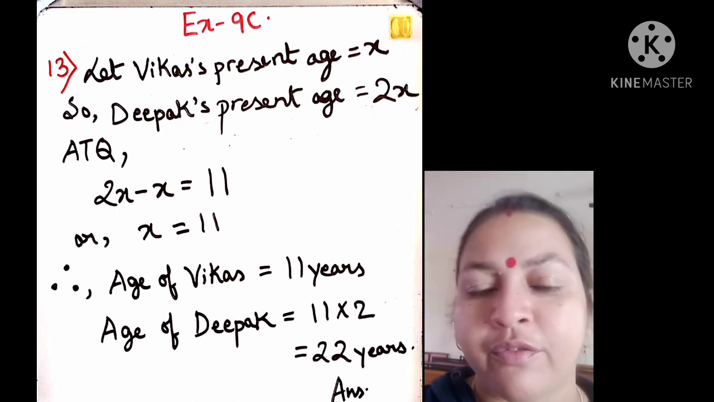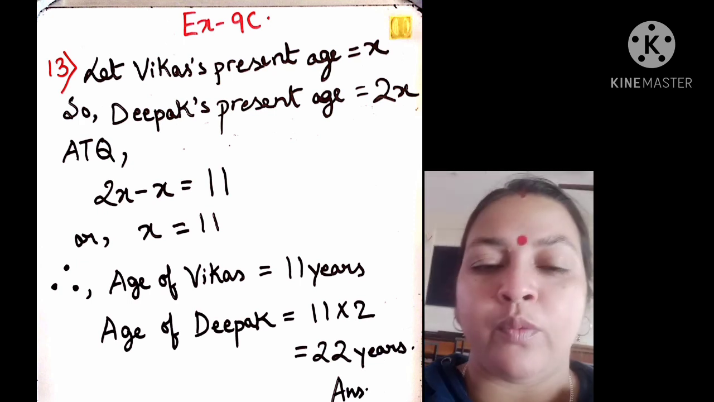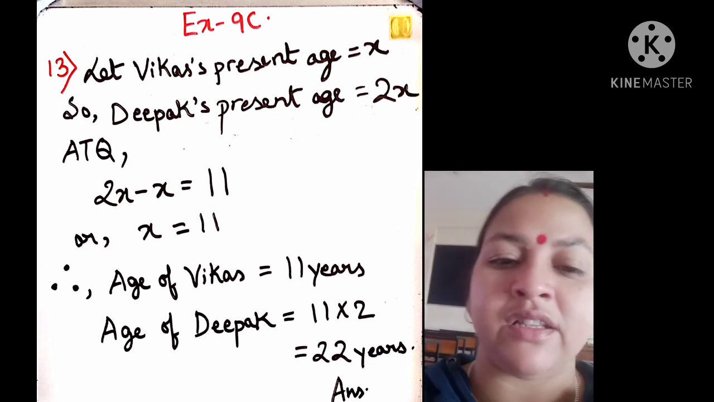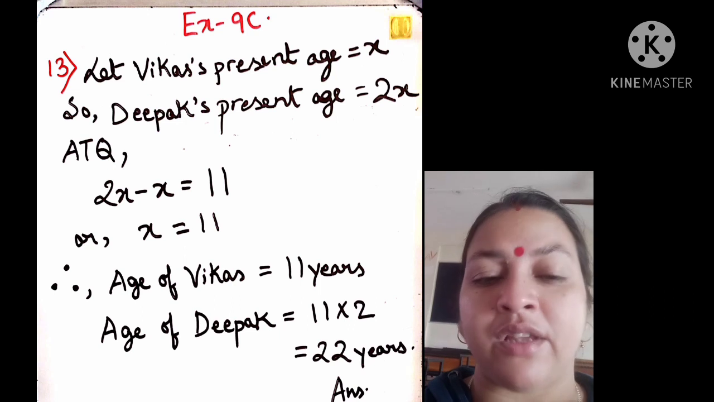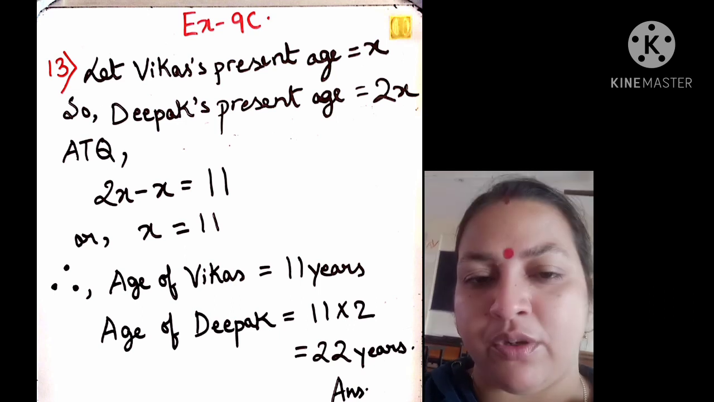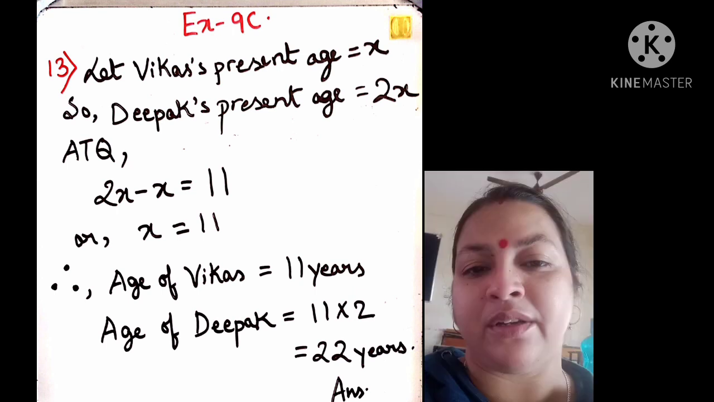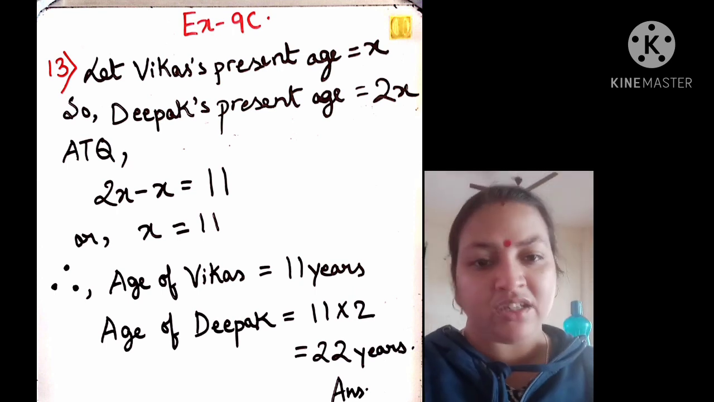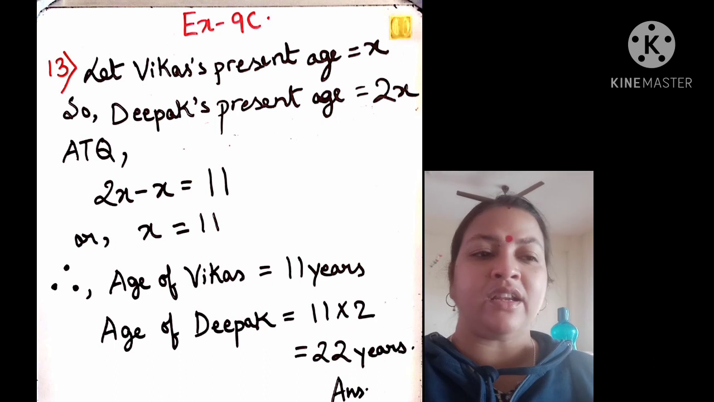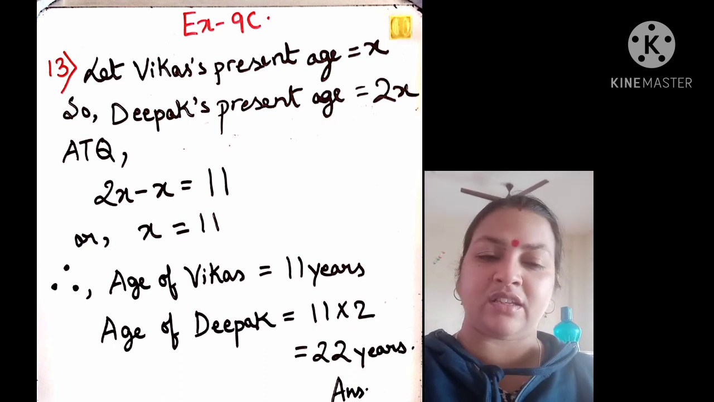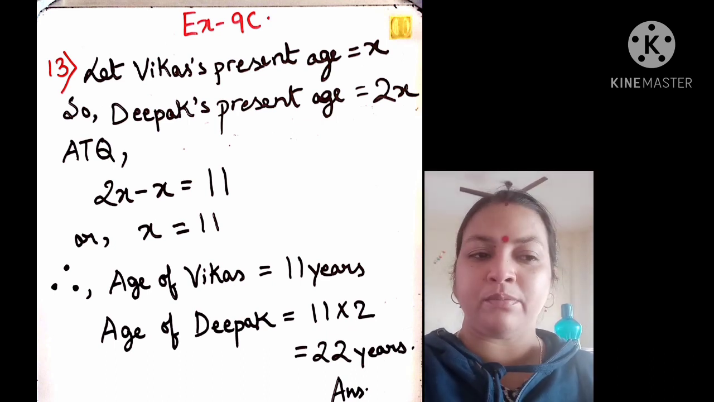In this type of question, we always take the younger one's age to be x so that we can form the mathematical equation. So here, let Vikas's present age be x. Now we have to mention this present age. So Vikas's present age is x, and Deepak's present age will be 2x.